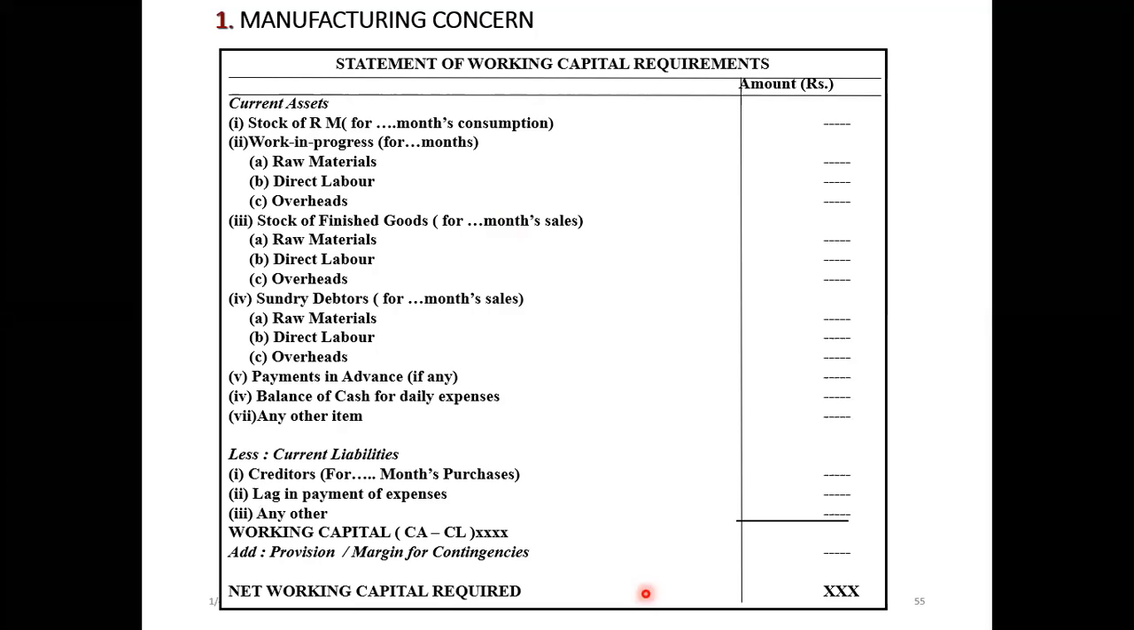What they do normally, they purchase raw materials. They keep the raw material for a period of time, and they convert the raw material into finished goods. The period in between finished goods and raw material is called work in progress. They are in the process of converting raw materials into finished goods.